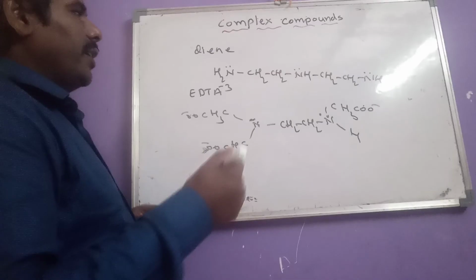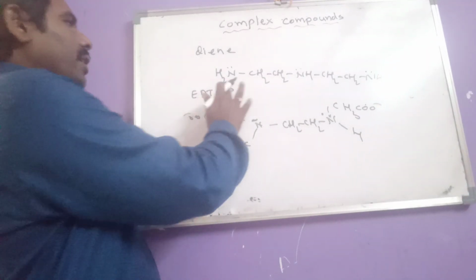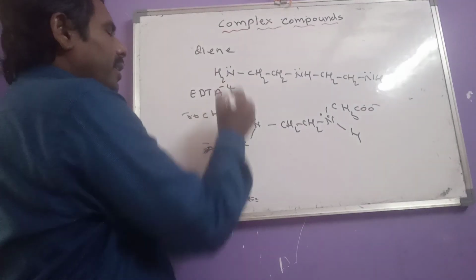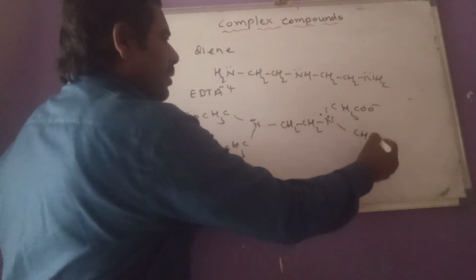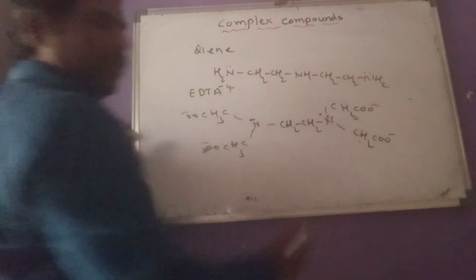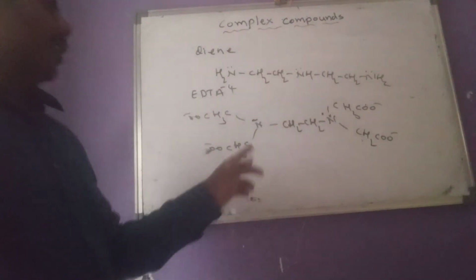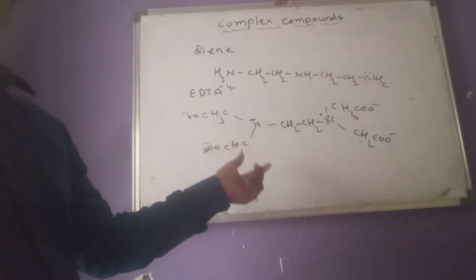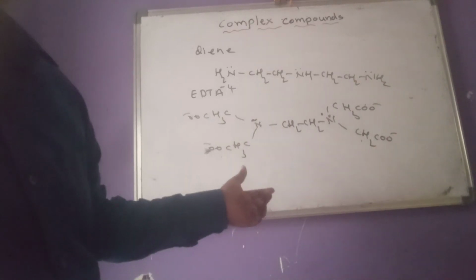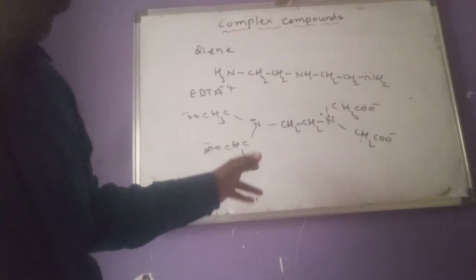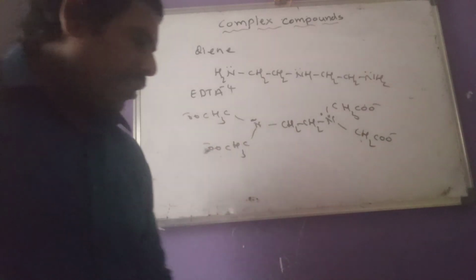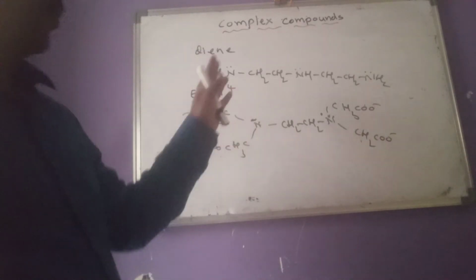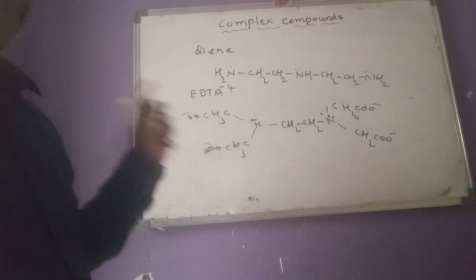And another one, hexadentate ligand, EDTA minus 4. That means this hydrogen is also replaced with CH2COO minus. So here it has 6 donor atoms. So this is an example of which one? Hexadentate ligand. Okay, these are examples of polydentate ligands.